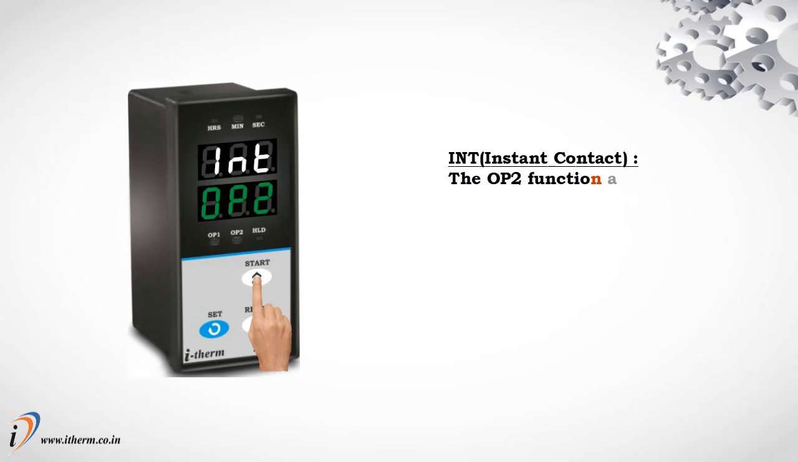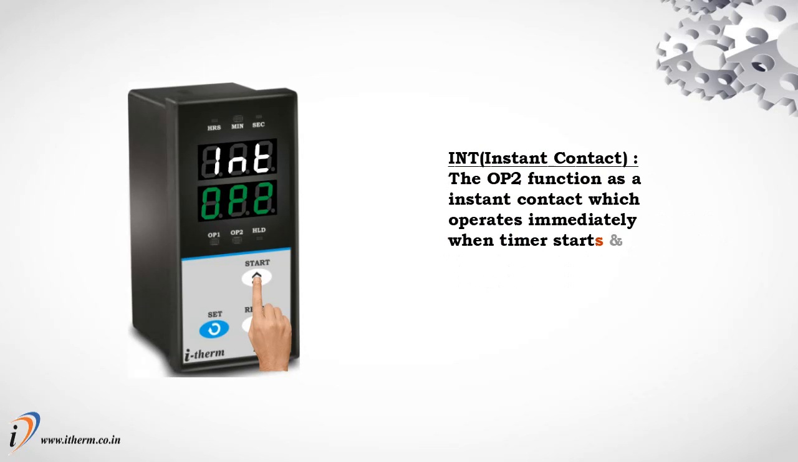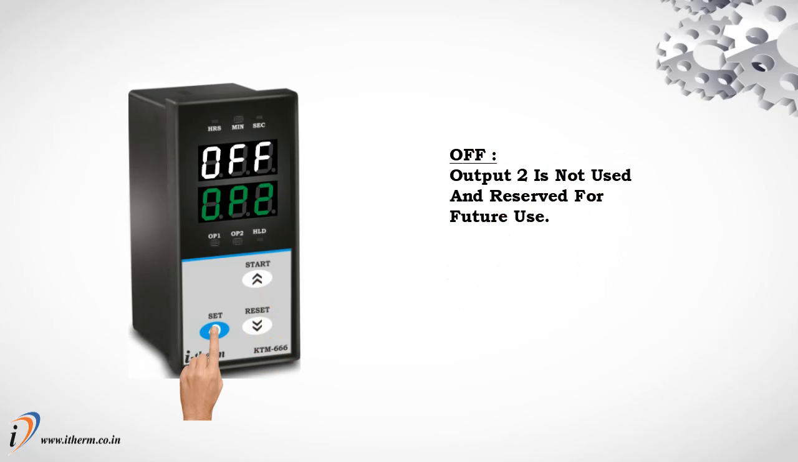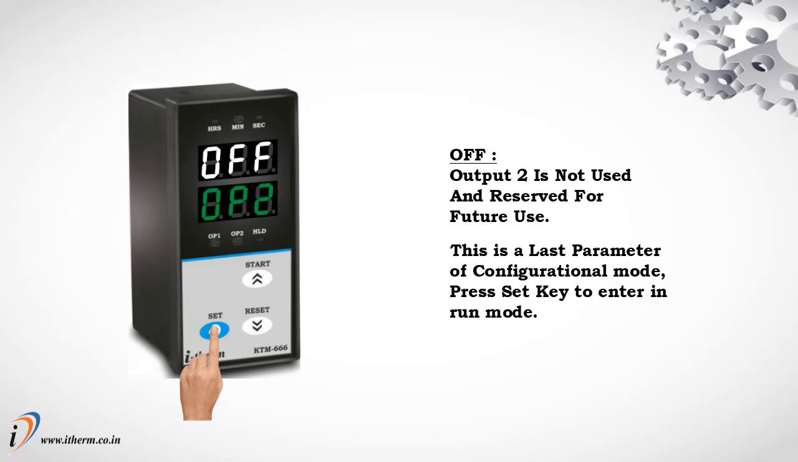Instant contact. The output 2 functions as an instant contact which operates immediately when the timer starts and remains in that state till the start of the next cycle. Off. Output 2 is not used and reserved for future use. This is the last parameter of configuration mode. Press set key to enter run mode.